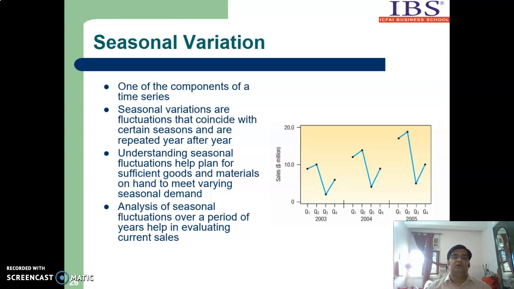Seasonal variation of data, any data. Suppose it is sales data. Seasonal variation will tell us at which point of the year there is a high in sales and at which point of the year there is a low in the sales, low sales or constant. So whatever may be the case, this is about seasonality.